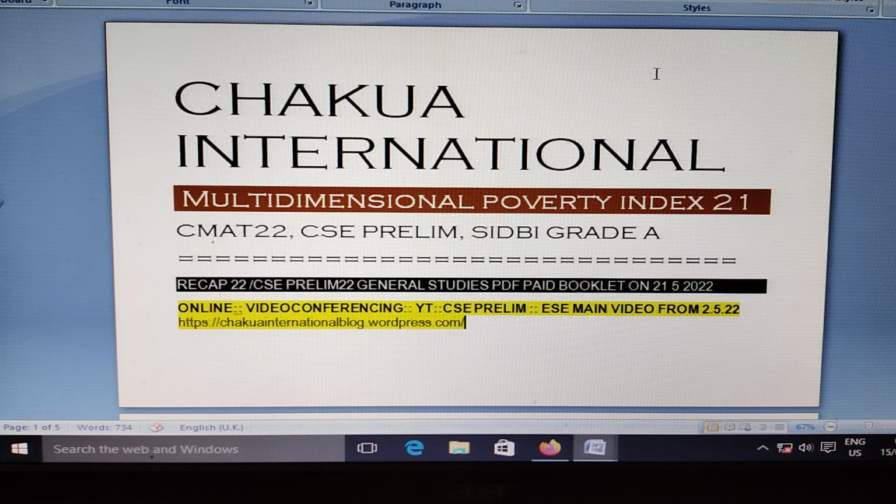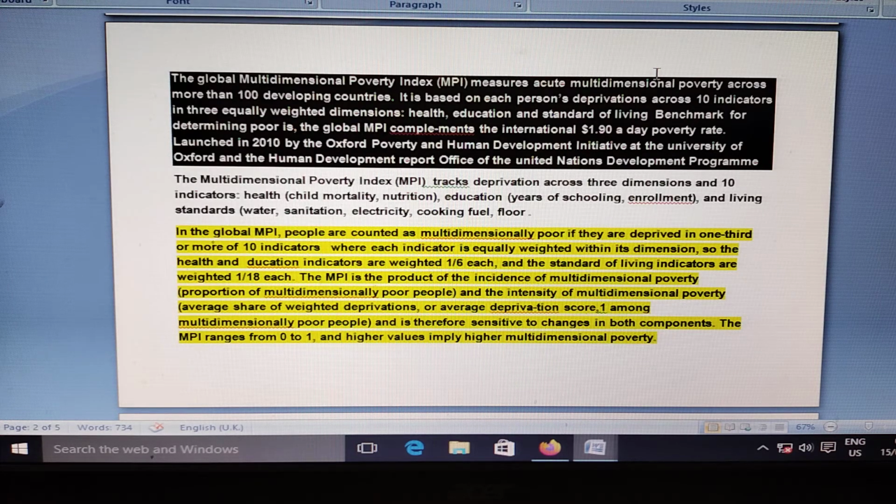This is the Multidimensional Poverty Index for CMAT 2022, CSE Prelims and SIDBI Grade examinations. The Global Multidimensional Poverty Index is an international measure of acute multidimensional poverty covering over 100 developing countries. It complements the traditional monetary poverty measures by capturing the acute deprivations in health, education, and living standards that a person faces simultaneously. It has three equally weighted dimensions: health, education, and standard of living.